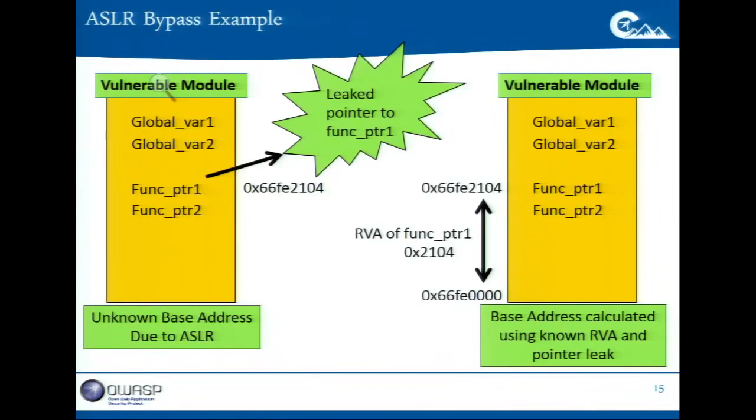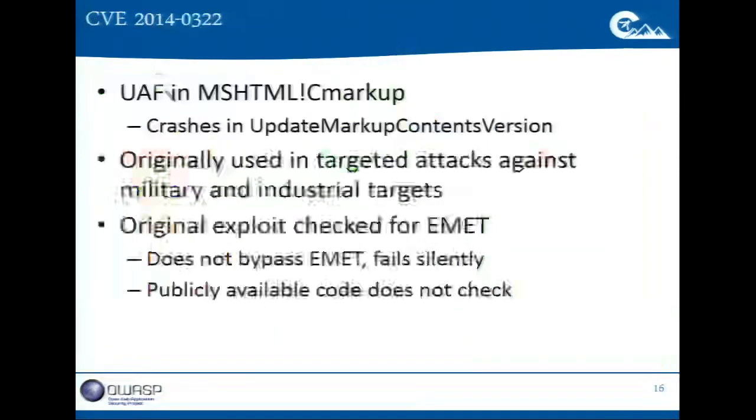And this just shows a quick example where we leak out something. This address leaks out, 66FE2104. We can assume or infer that 66FE is the handle, the way that Microsoft rebases things. So 2104 is the RVA, the relative virtual address offset. So we can subtract 2104 from the full linear address, and we get the handle. Now that we've got the base address, the handle, we can auto-populate our ROP gadget locations.